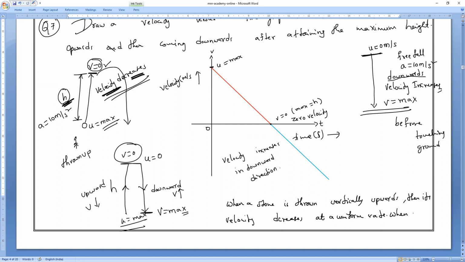Constant. In the same way, when a stone comes back, its velocity increases or decreases? Increases. Increases at a constant rate. Clear, everybody? So that is the answer. Any doubt? Anybody can ask.